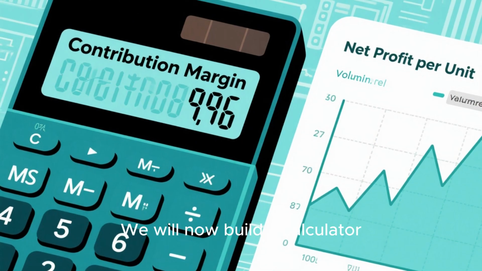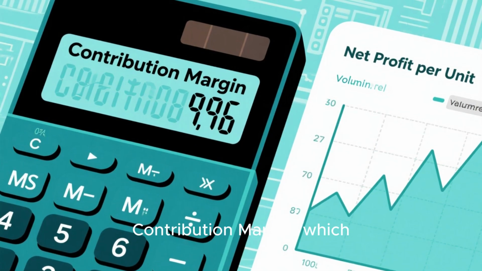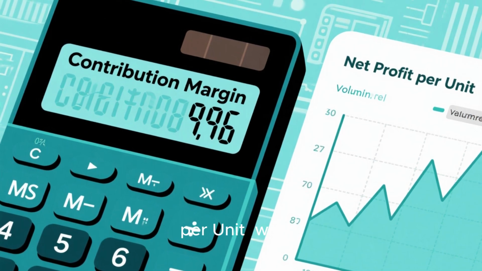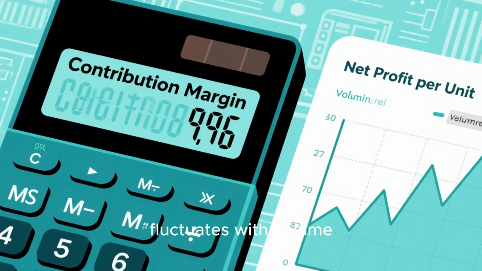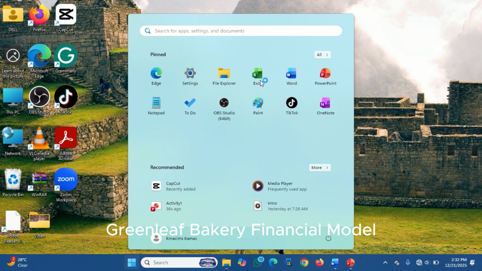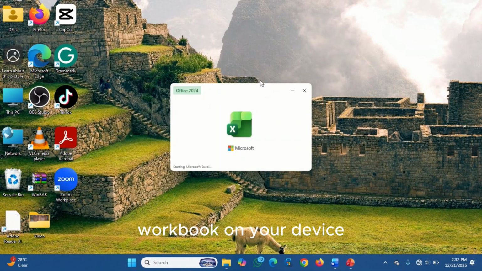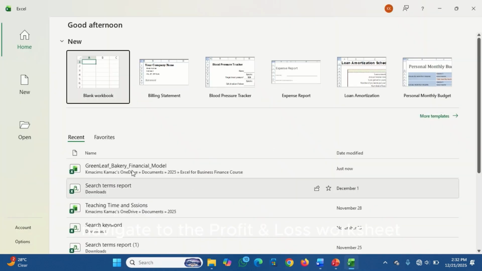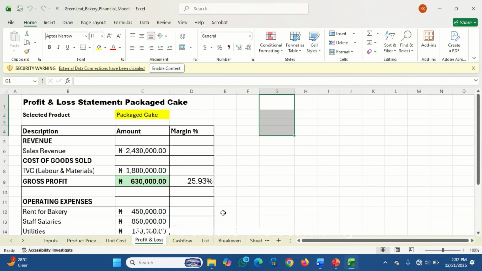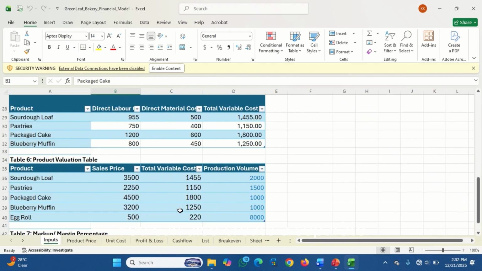We will now build a calculator that shows both the contribution margin, which stays constant, and the net profit per unit, which fluctuates with volume. 1. Open the saved Greenleaf Bakery financial model workbook on your device. In the open workbook, navigate to the profit and loss worksheet. We will create the scalability calculator here. You can also create a separate worksheet for the new template.